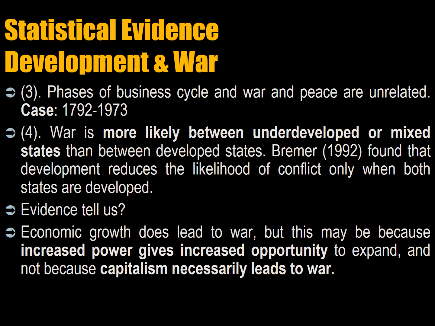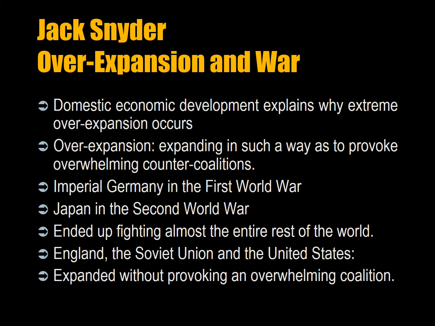For this, we turn to Jack Snyder, who teaches at Columbia University. Jack Snyder and the theory of overexpansion and war. Jack Snyder, using domestic economic development theory, explains why extreme overexpansion has been common among some of the great powers. By overexpansion, Snyder meant expanding in such a way as to provoke an overwhelming counter-coalition. The cases he looks at and tries to explain are Imperial Germany in the First World War and Japan in the Second World War. In both cases, Japan and Germany ended up fighting almost the entire rest of the world.